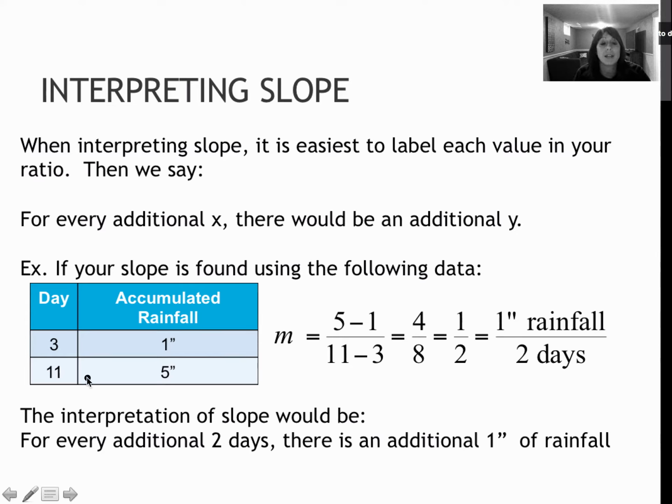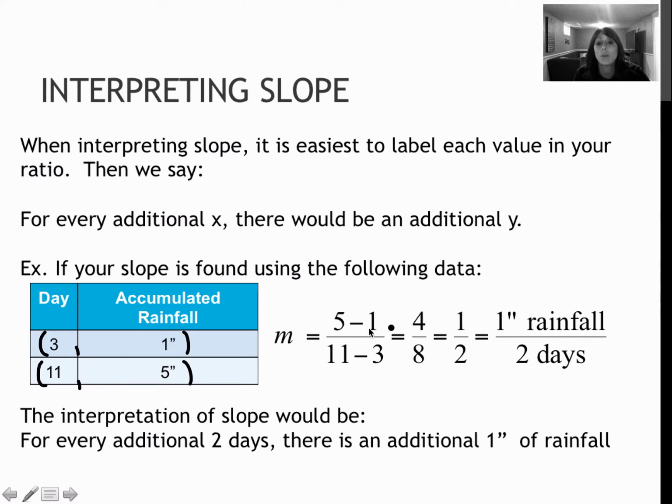Let's look down at this table. We have a table that says the day, the number of day, and the accumulated rainfall on that day. This is essentially an ordered pair of 3, 1. So at day 3, 1 inch of accumulated rainfall. At day 11, 5 inches of accumulated rainfall.